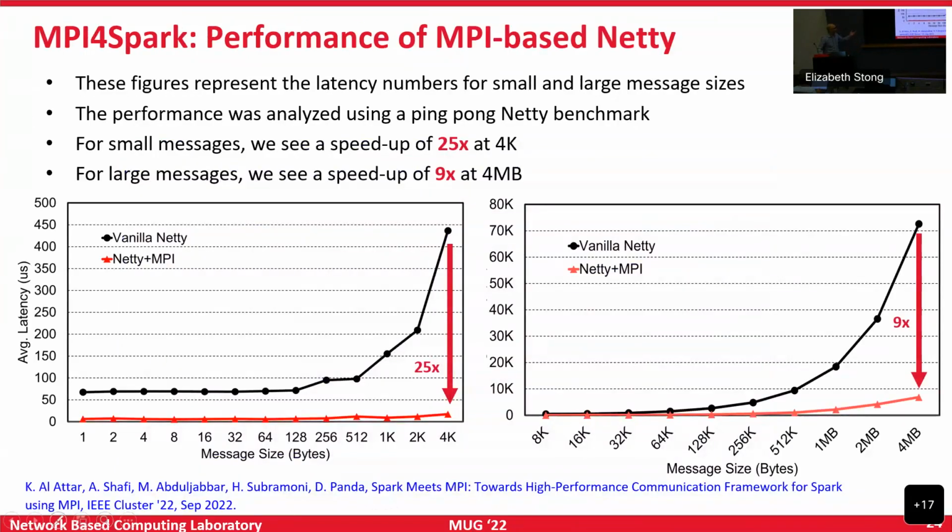The first analysis that we did is to compare the performance of Netty with our Netty plus MPI. Obviously, if you're communicating messages on sockets versus communicating on MPI, that's bound to be much faster, and you definitely see that. Latency is 25x lower, and for large messages it is about 9x better. So this basically makes sense.